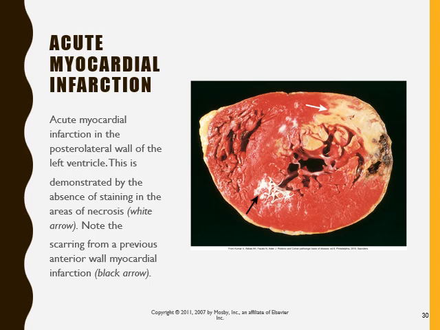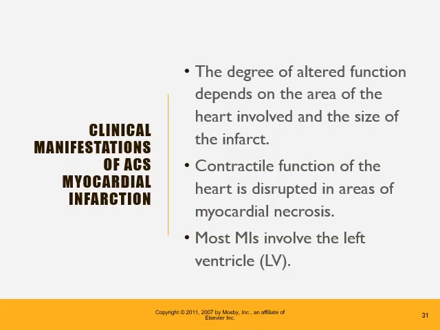This is a cross-section of what it looks like, and you can see scarring from a previous anterior wall MI. So basically what happens, the heart can't contract as well. And the degree of altered function depends on how much is involved.